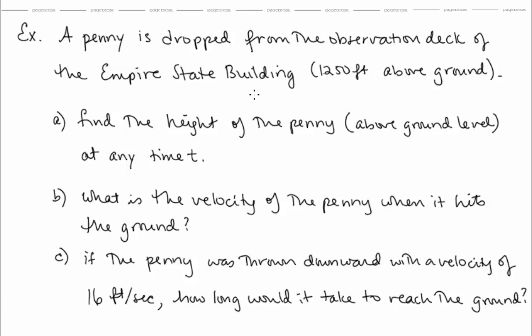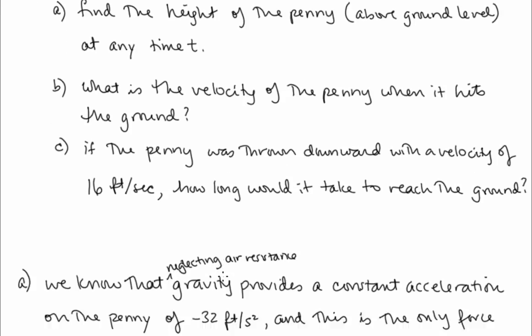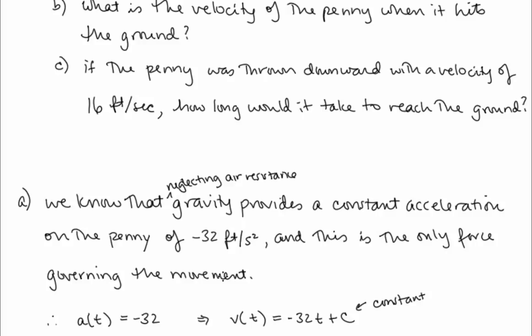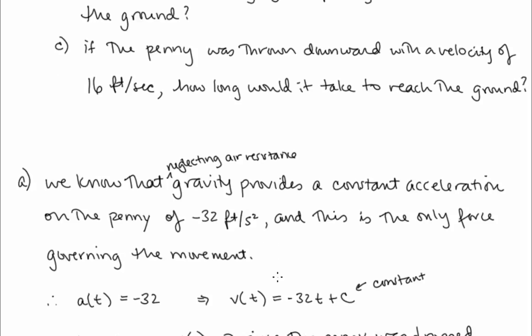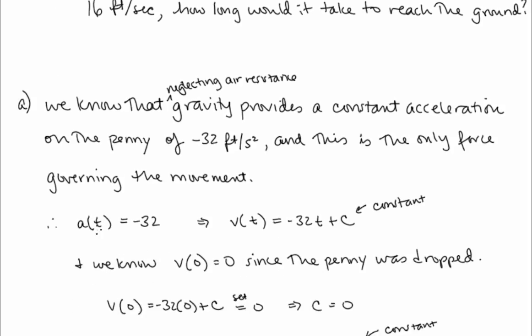A penny is dropped from the observation deck of the Empire State Building. So when an object is dropped, we know that the only governing force on it is gravity, because we're neglecting air resistance. So we know that gravity provides a constant acceleration on the penny of -32 feet per second squared. And this is the only force governing the movement. So we have our acceleration function, a of t is equal to -32. So right away, we can write down a form of our velocity function by taking an antiderivative. That's going to be -32t plus a constant.